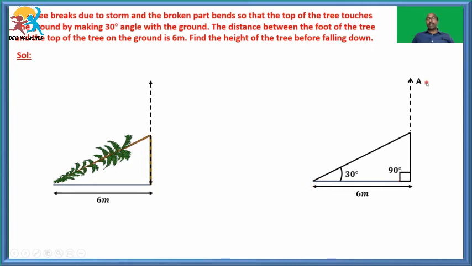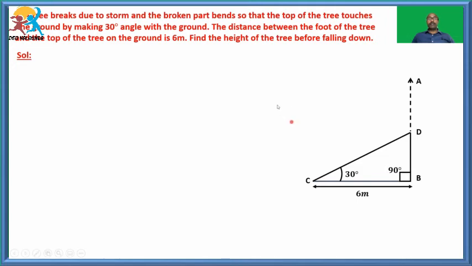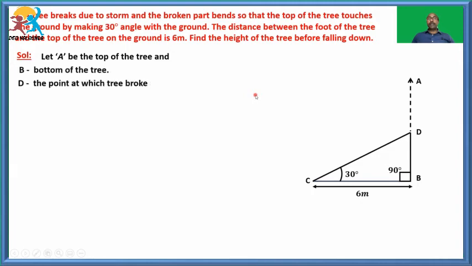Let A be the top of the tree, B be the bottom of the tree, C the point of observation, or what you see here, the point at which the broken part is touching the ground. Okay. And D is the broken point. Now, first write what is what. A is the top of the tree and B is the bottom of the tree. D is the point at which the tree was broken. C is the point at which the broken part touched the ground.